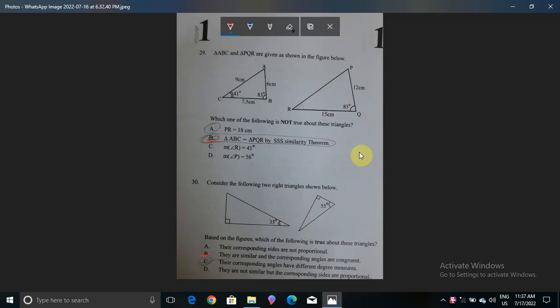Now this was the last answer for the last question on this model. I hope that you benefit from this model, and inshallah in the coming videos we are going to make more models and solve them together.